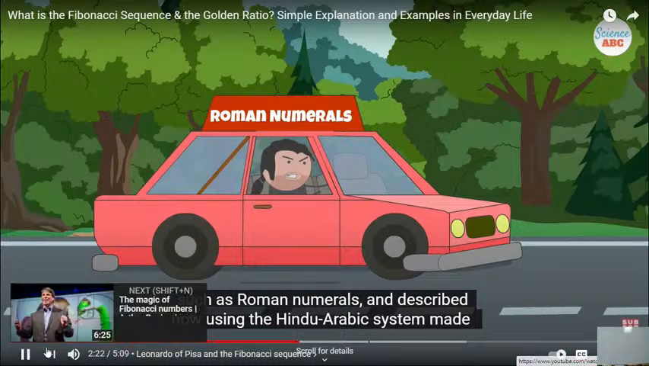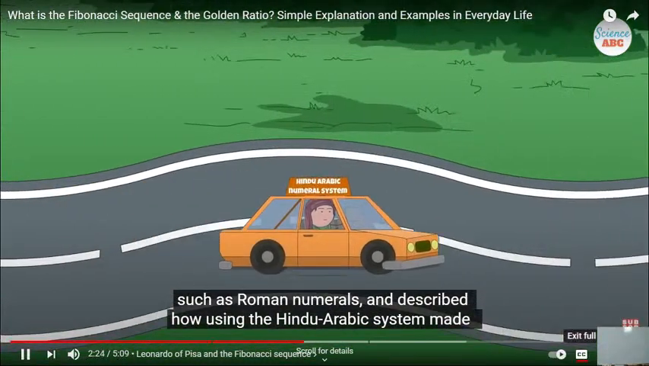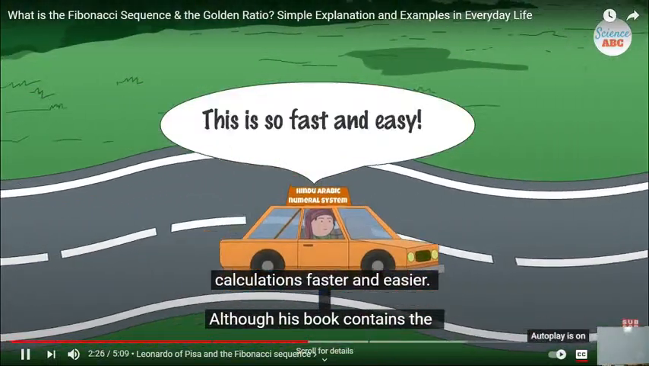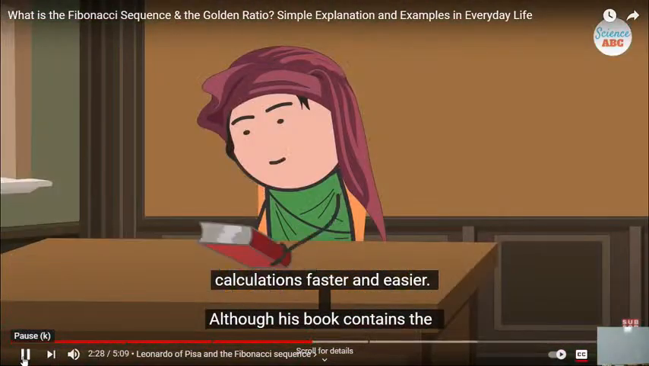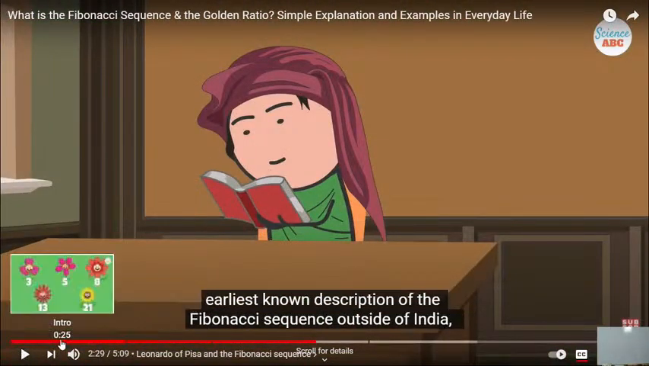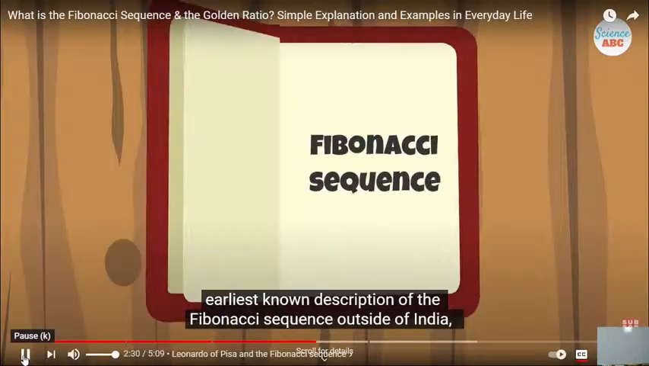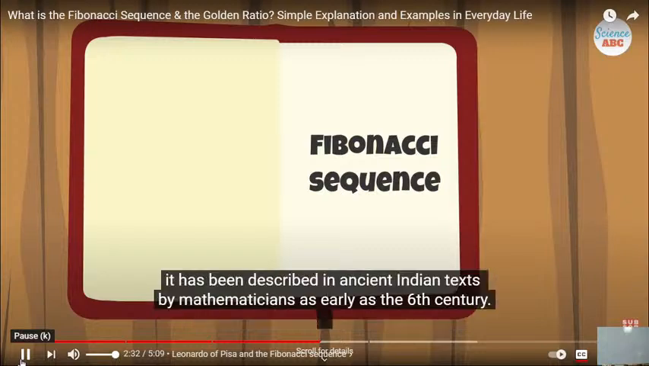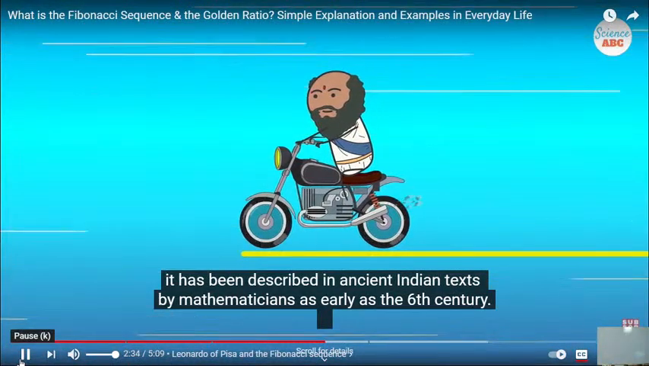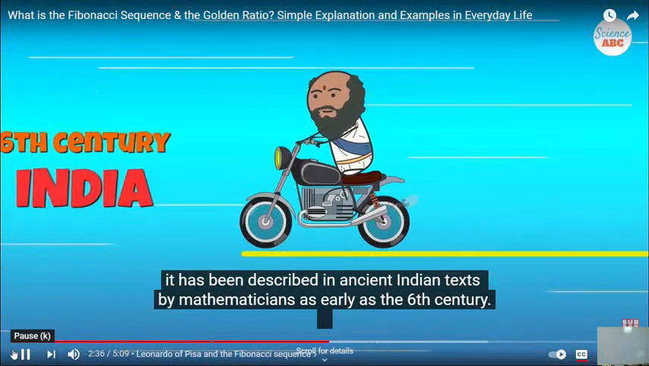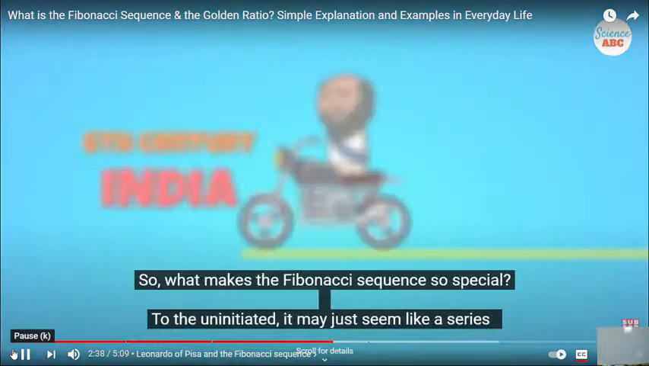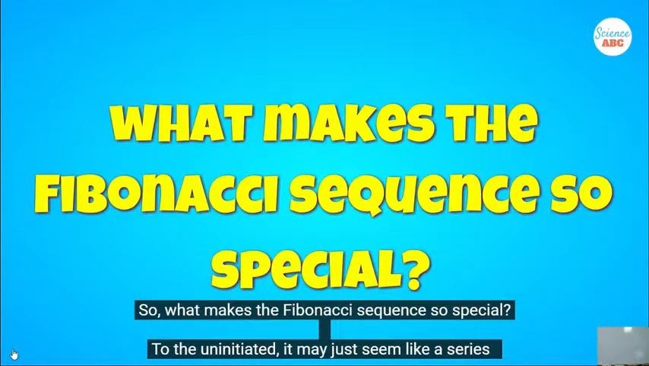Such as Roman numerals, and described how using the Hindu-Arabic system made calculations faster and easier. Although his book contains the earliest known description of the Fibonacci sequence outside of India, it was described in ancient Indian texts by mathematicians as early as the 6th century. So, what makes this Fibonacci sequence so special? Okay, so in the Hindu-Arabic system, our Indian mathematicians were doing the calculations easier and faster.